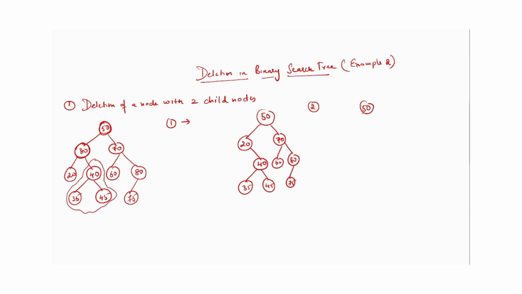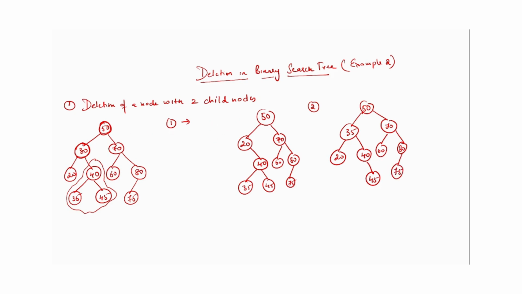Therefore I draw it like this. I need to replace 30, so I have 35 here, and then 20 goes here. I have 40, and I don't need to draw 35 again because I have already replaced it. Then comes 70, then 60, 80, and then 75, right? These are the two cases.